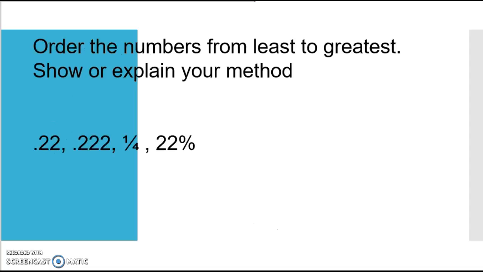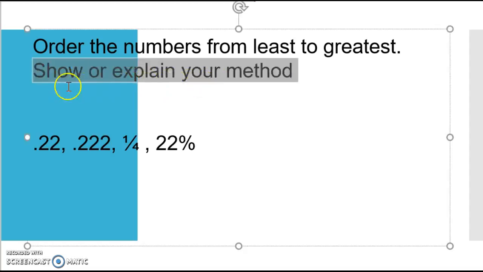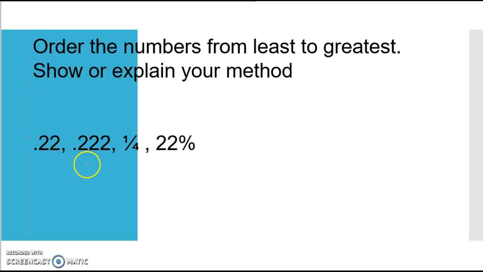Alright, so now it's asking us to order the numbers from least to greatest, and you have to show or explain your method. All this means is just show me the math that you used to get where you got. So we have 0.22, 0.222. I think what I'm going to do is move all these to decimals because I already have 2 the decimal way. So 22% as a decimal, I would move over 2. So this is 0.22. And then I know that 1/4 is 0.25.